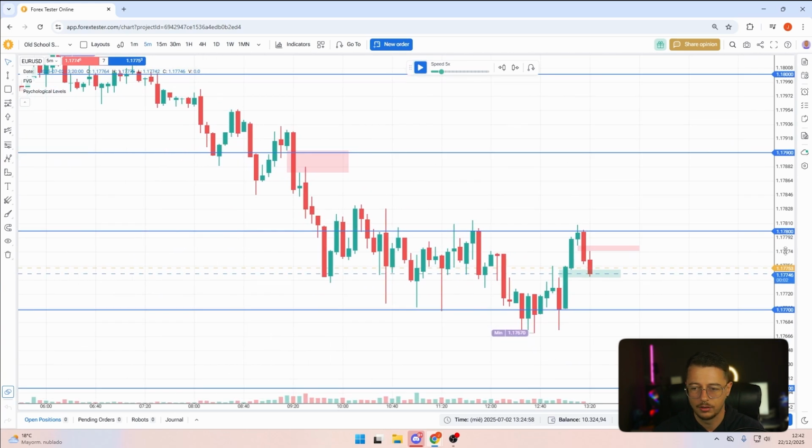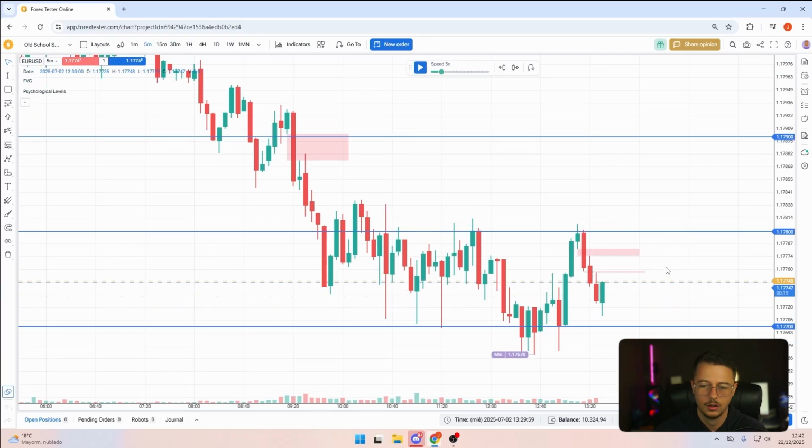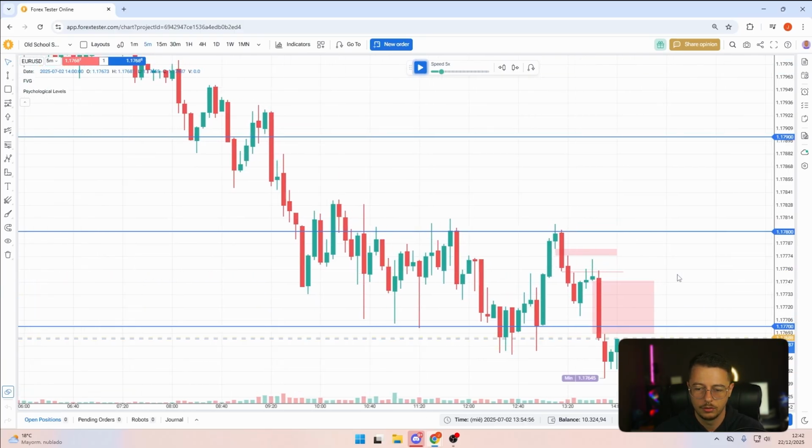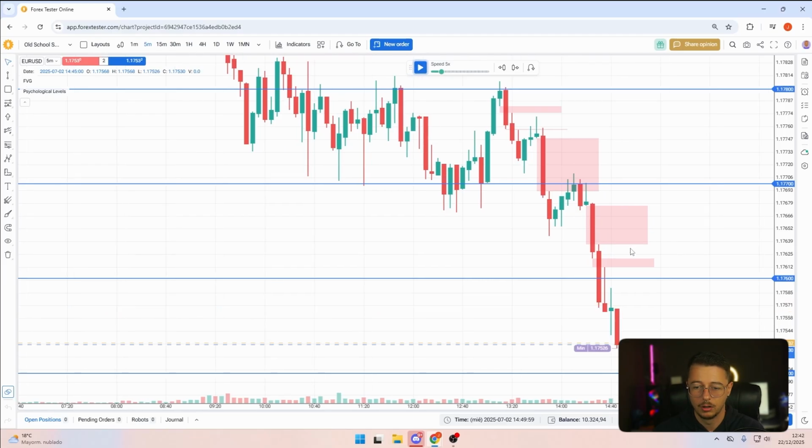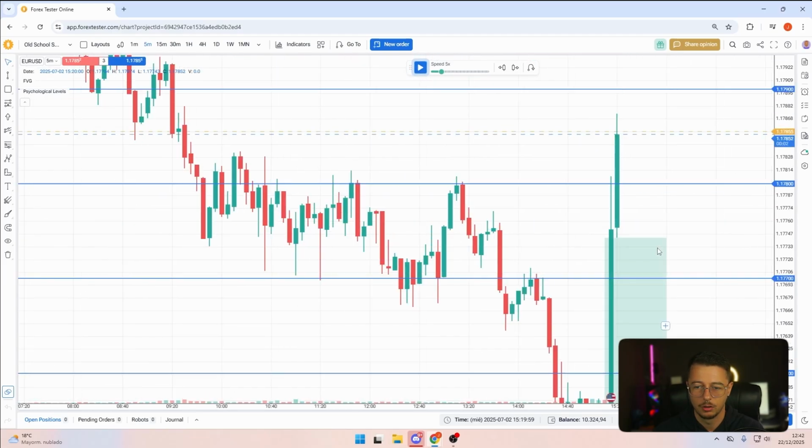It looks like the market is starting to shift on the upside, so we must keep that in mind as well. Let's see what happens. And perfect. Here we go, a nice fair value gap that we could use. Let's see if the price comes back up to it.